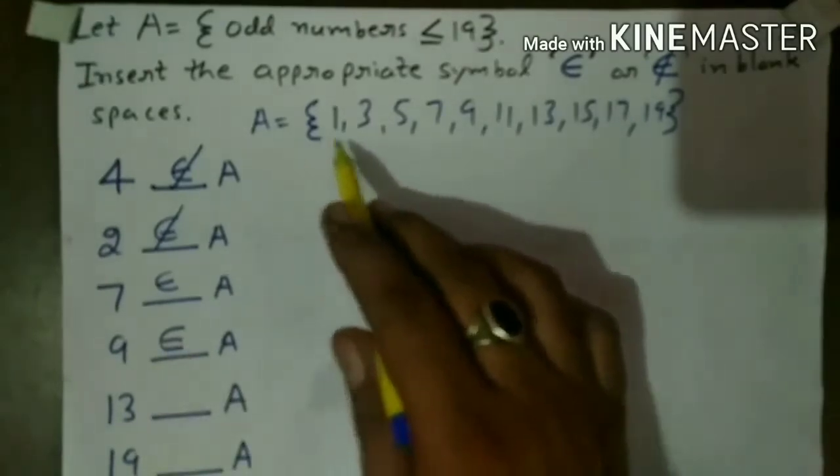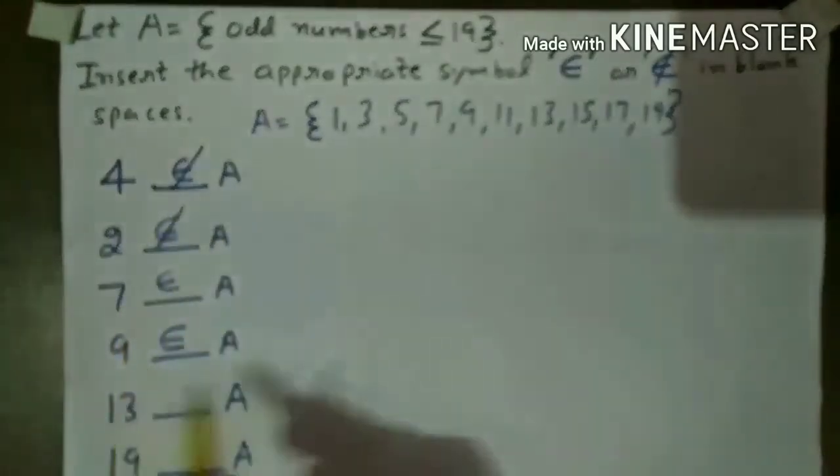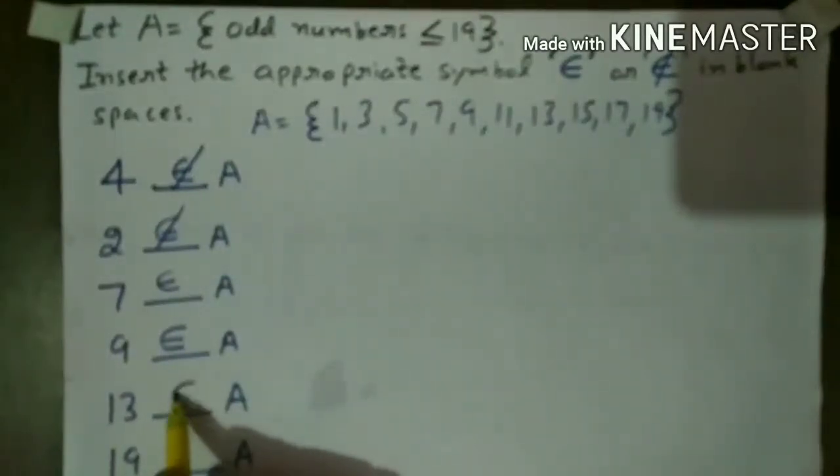Now 13 is there. Yes, 13 is there. Therefore this also belongs to the set A. Now 19 is also there, so you may say that 19 belongs to A. So in this, student, we come to know which element is belonging or not belonging to the given set.